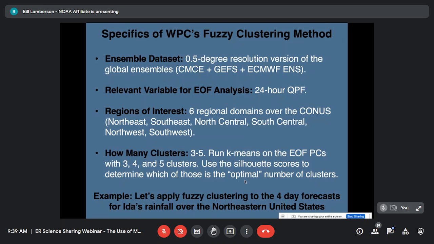And then how many clusters should we have? Well, generally 3 to 5 is a good number. So what we do is we run k-means on the EOF PCs with 3, 4, and 5 clusters. And then we use the silhouette scores to determine the optimal number of clusters. Again, I have optimal in quotes because that can be a little subjective. So for example, let's apply fuzzy clustering to the 4-day forecast for Ida's rainfall over the northeastern United States.